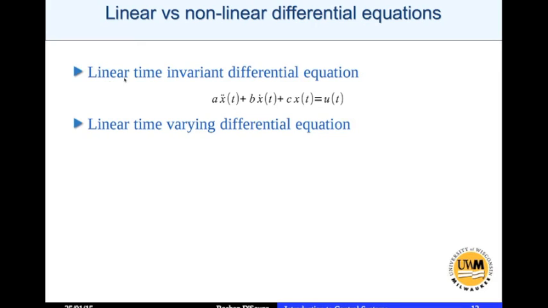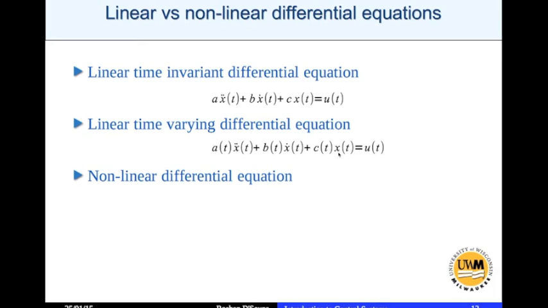They don't change with respect to time. If you have linear time invariant, you obviously are going to have linear time varying differential equations. What happens is that a, b, c now can be functions of time. Think of you're driving down the road in a car, and your car is losing parts. So over time the mass of your car changes, so the differential equation that describes your car would now be of this form.